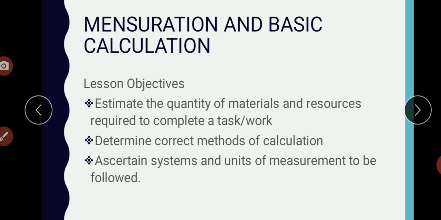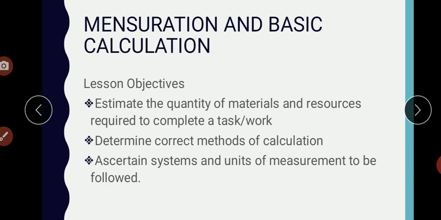And these are the objectives that we have to be able to do at the end of the lesson. Number one, estimate the quantity of materials and resources required to complete a task. Determine correct methods of calculation. And the third, ascertain systems and units of measurements to be followed.